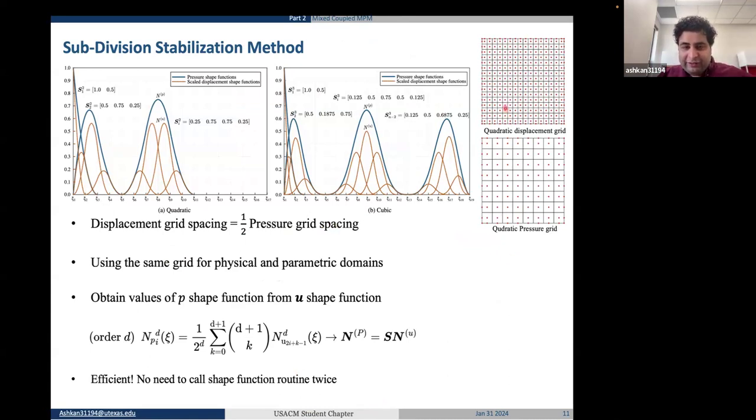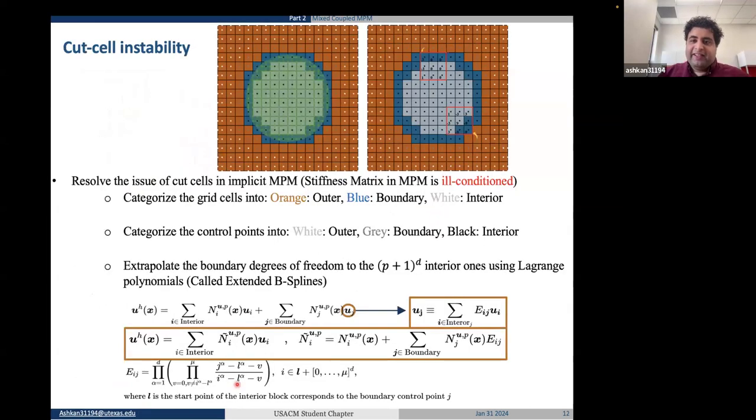And the advantage of using this is that you can obtain the values of pressure shape functions directly from the displacement shape functions using the subdivision properties of B-splines. For example, these blue ones are pressure shape functions, and these red ones are displacement shape functions. Adding them up using these values, you obtain these blue ones, and this is very efficient. You don't need to call your shape function routine twice in the code.